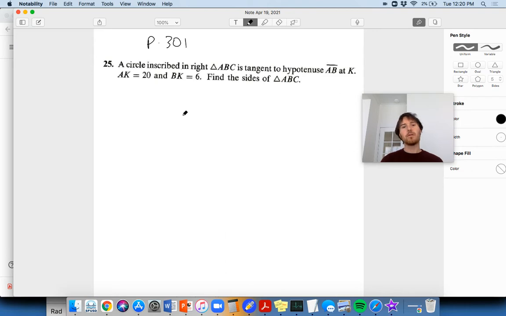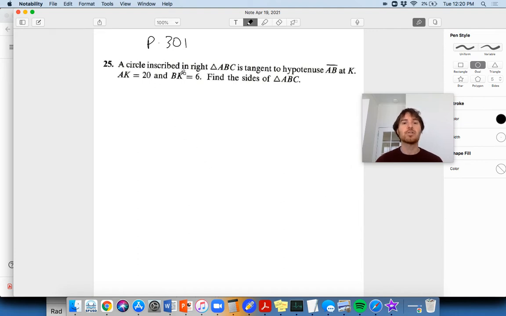All right, question number 25 here. A circle inscribed in a right triangle ABC is tangent to hypotenuse AB at K. We have AK equals 20, BK equals 6. Find the sides of triangle ABC. Year in and year out, this is kind of a challenging problem because it's going to involve some Algebra 1, some late-in-the-year Algebra 1 stuff. So anyway, I figured I'd show it to you.